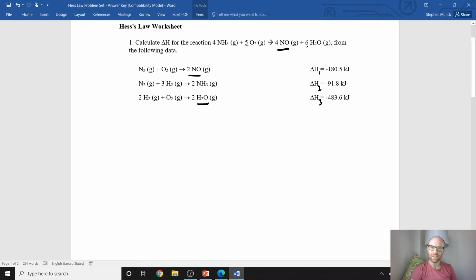Similarly, I see that there's water only associated with reaction 3, and that there's only ammonia associated with reaction 2. So all I want to do is change these to be in the right place and with the right number. And then if I add things up, it should work out on its own.